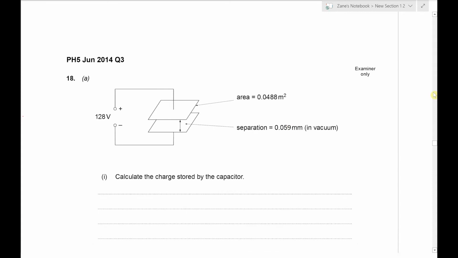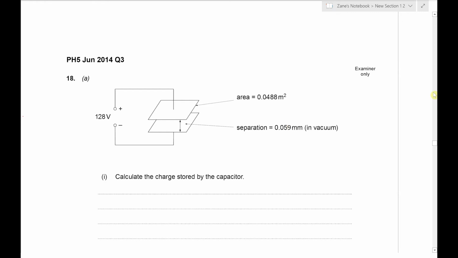This was question 3 from June 2014, Unit 5. It's a capacitors question, and capacitors are now found in Unit 4. So what we've got here is a parallel plate capacitor connected to a 128 volt supply. The area of the plates is 0.0488 meters squared, and the plates are separated by 0.059 millimeters in a vacuum.